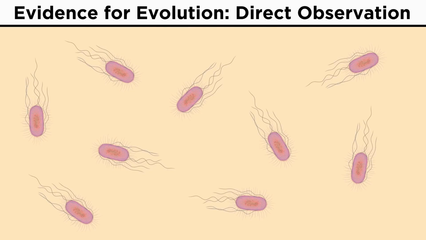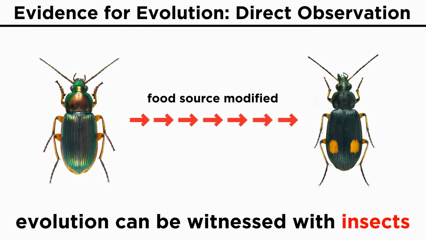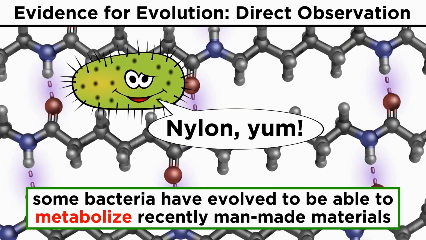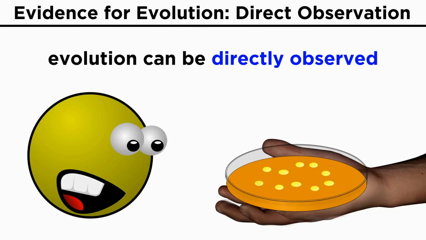We can even watch adaptation occur with short-lived animals like bugs. When certain insects have their food sources modified, their appendages do indeed change over a number of generations to better suit their surroundings. We have even discovered strains of bacteria capable of metabolizing nylon, which was invented by humans in the 20th century. Thus, evolution by natural selection is not relegated to conjecture. It can be observed right before our very eyes.